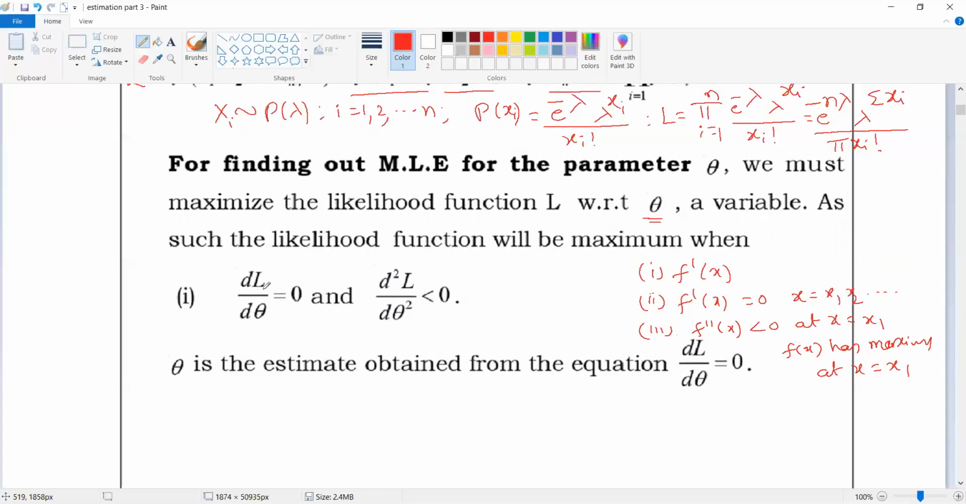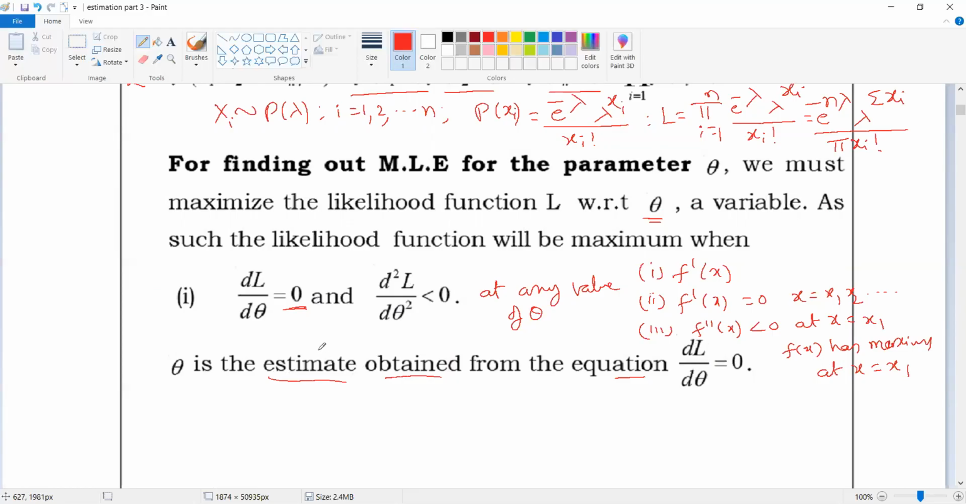Immediately you have to find the differentiation of L with respect to theta, equate it to 0 and solve it. The second derivative, d square L by d theta square, must definitely be less than 0 at this point. That theta is called the MLE. Theta is the estimate obtained from the equation dL by d theta equal to 0.